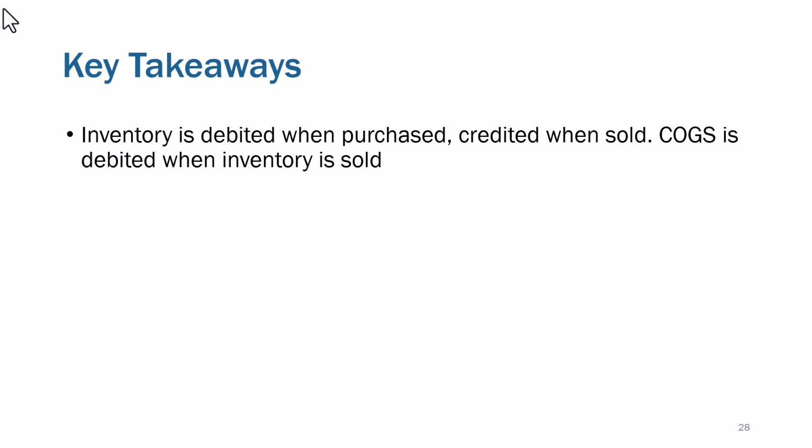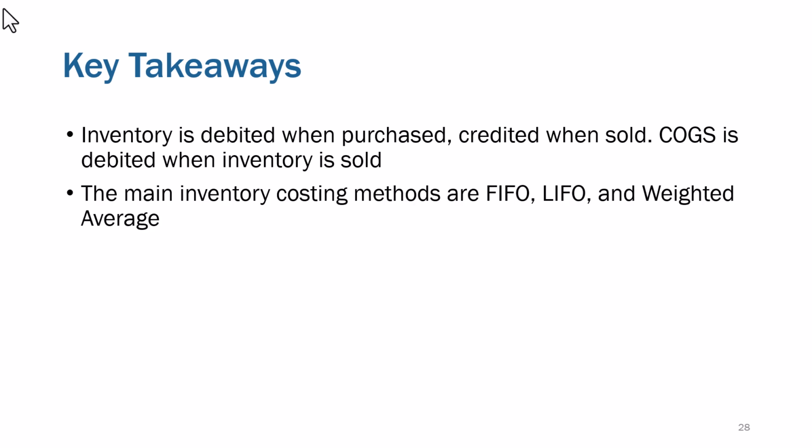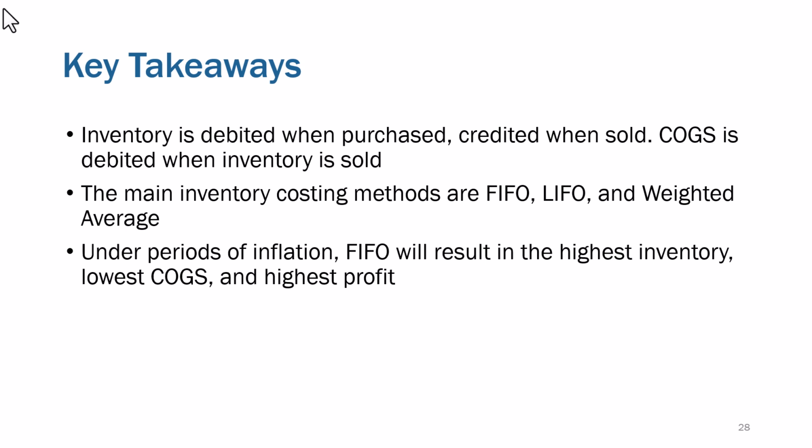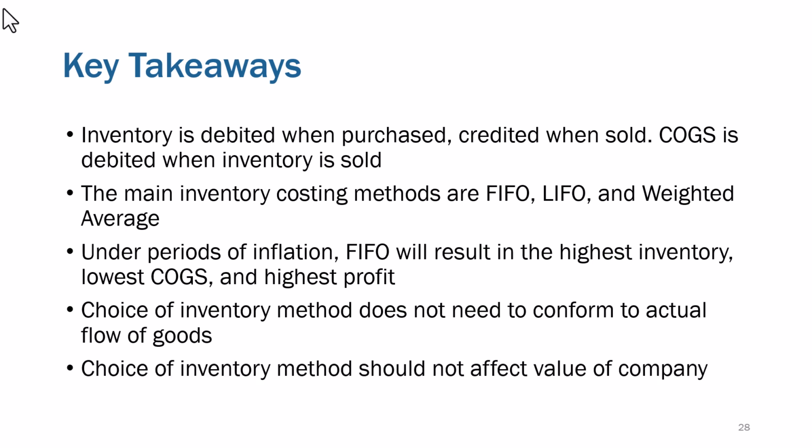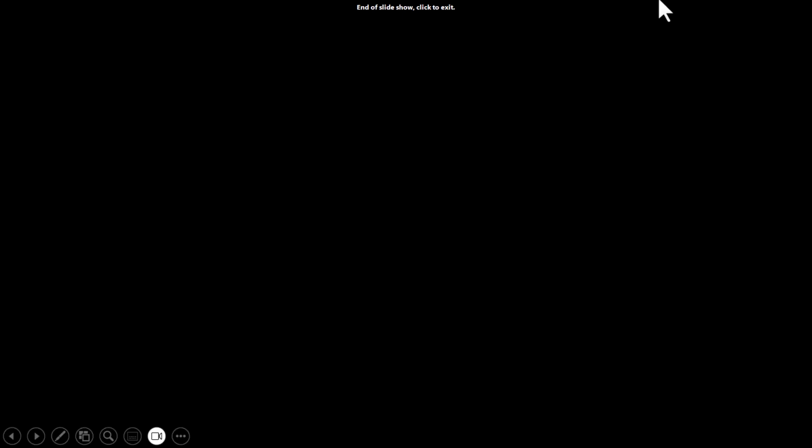Well, thanks for tuning into this one. We talked about inventory and how it's debited when purchased, credited when sold. COGS is debited when the inventory is sold. We talked about FIFO, LIFO, and weighted average, and how under periods of inflation, FIFO will give us the highest inventory, lowest COGS, and the highest profit. And that the choice of inventory method doesn't have to conform to the actual flow of goods, and it should not affect the true economic value of the company. But we have to choose something for accounting purposes. We've got to figure out what to put on our income statement and balance sheet. So that's why we had to go through these methods. That's what we got. We'll see you for the next lesson.